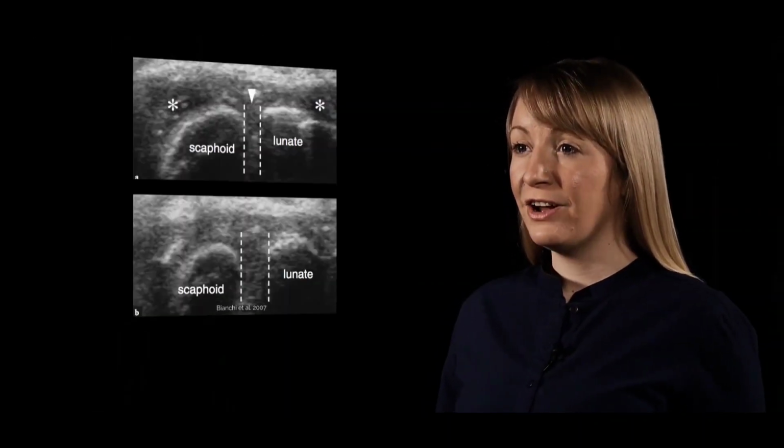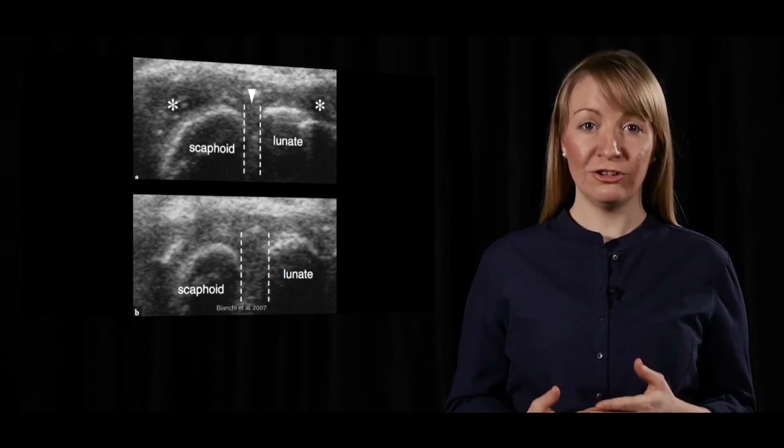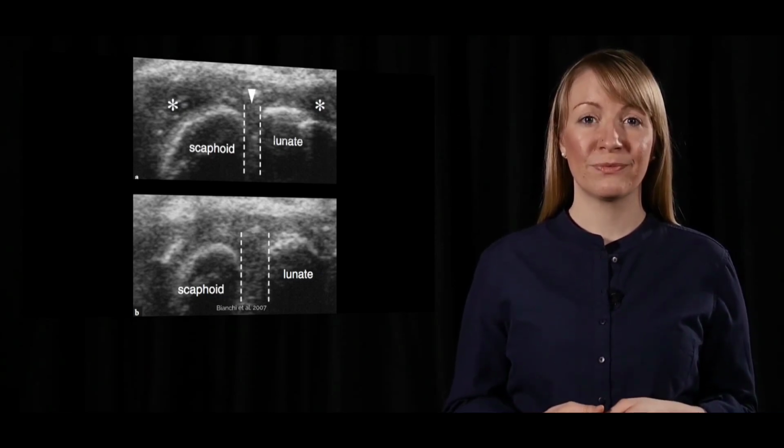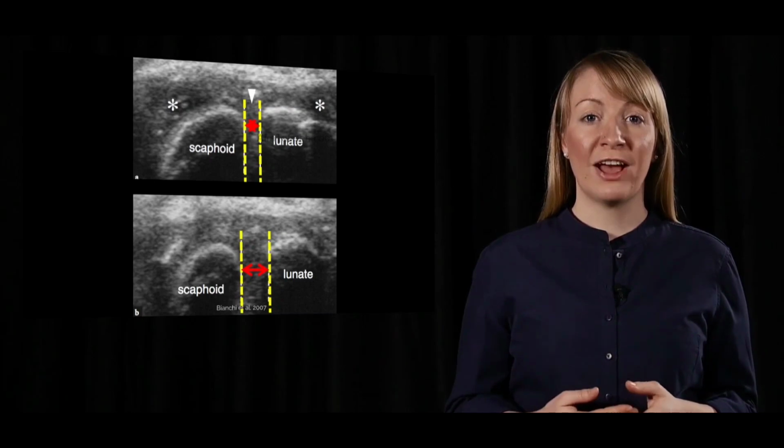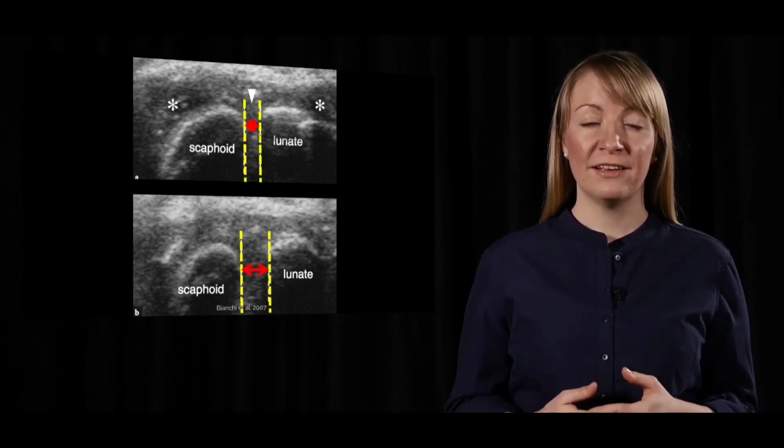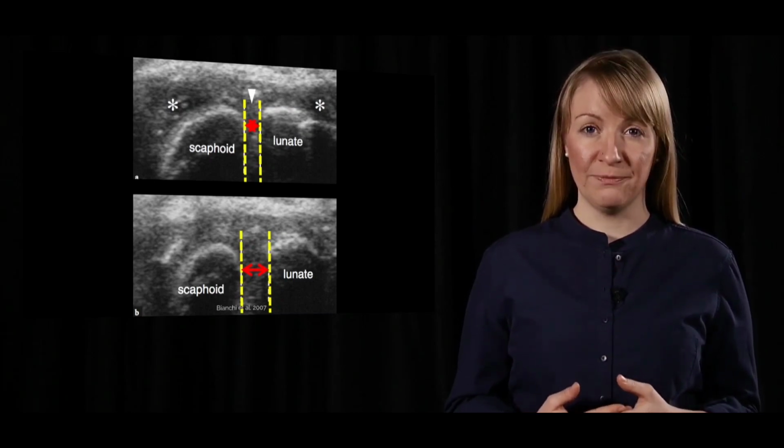This is a dynamic scan of the scapholunate joint to observe a possible change in fibre continuity of the scapholunate ligament and to observe a change in the function of joint stability. The lower image shows the scapholunate joint under a stress by making an ulnar deviation.